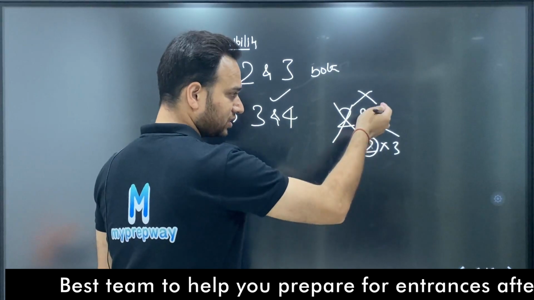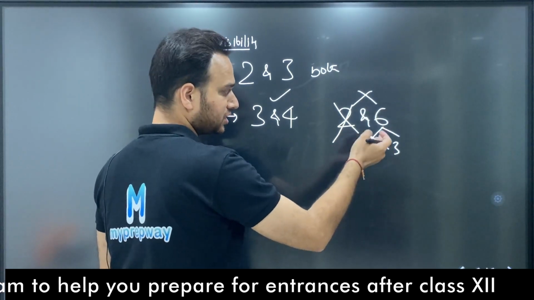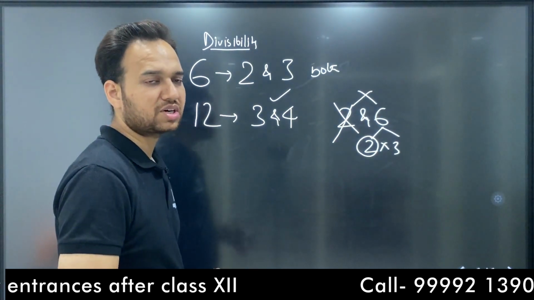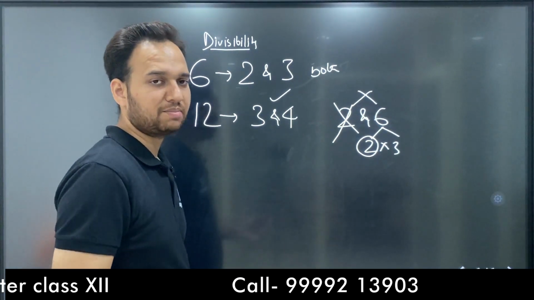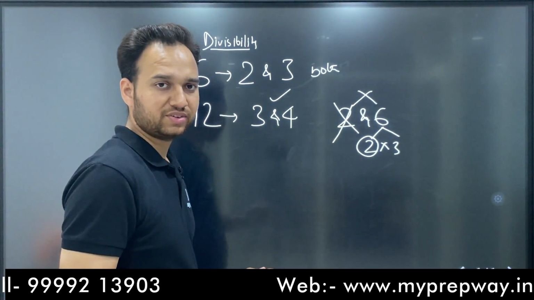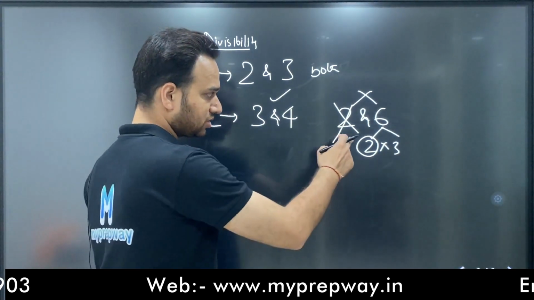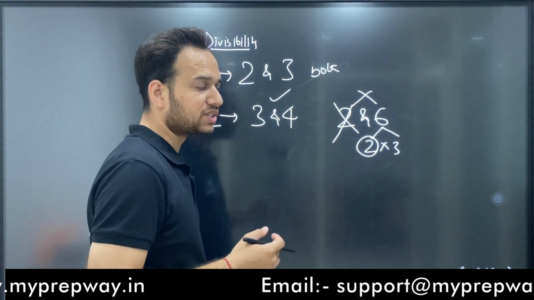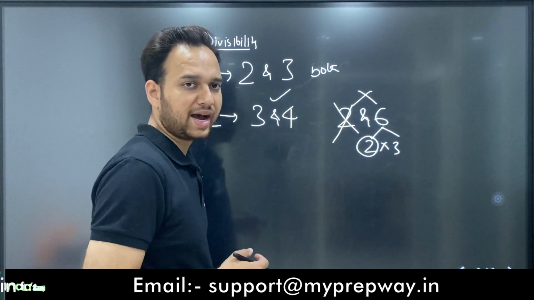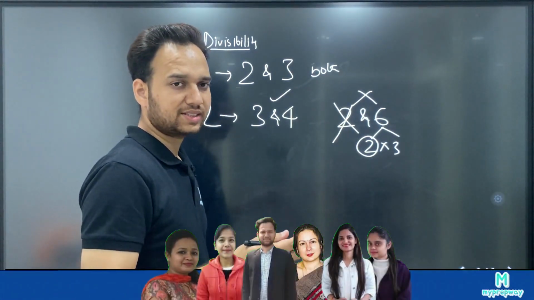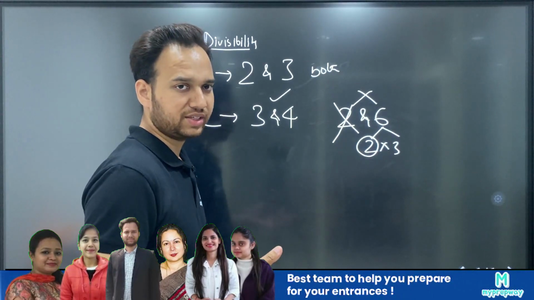So this rule simply becomes that the number which is divisible by 6 is also divisible by 12, which is not correct, right? For example, 18 is divisible by 6, but it is not divisible by 12. So this is wrong. It is happening because 2 and 6 actually have a common factor between them.